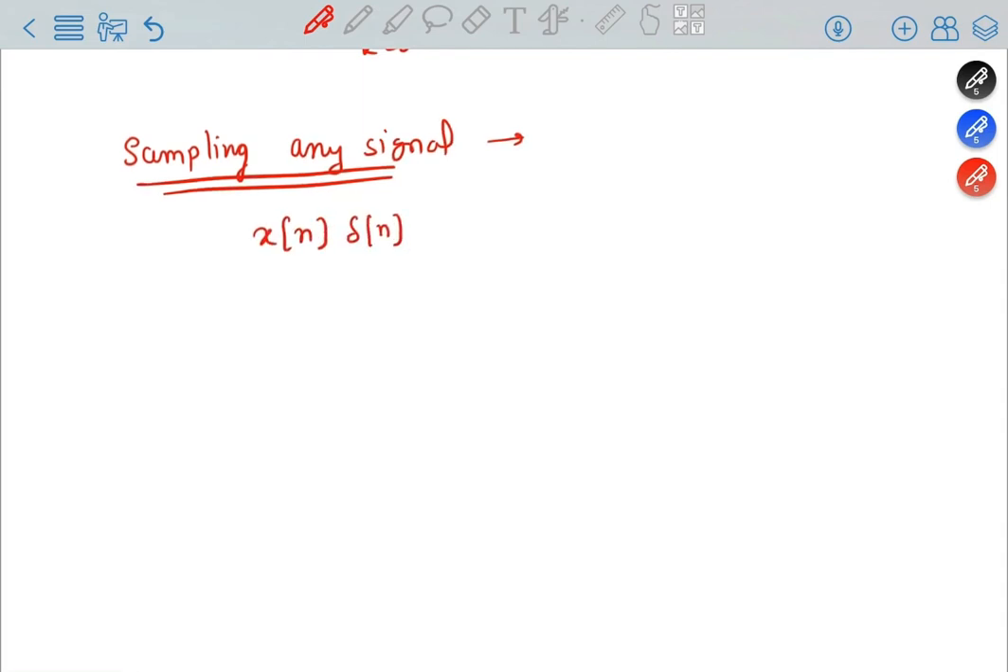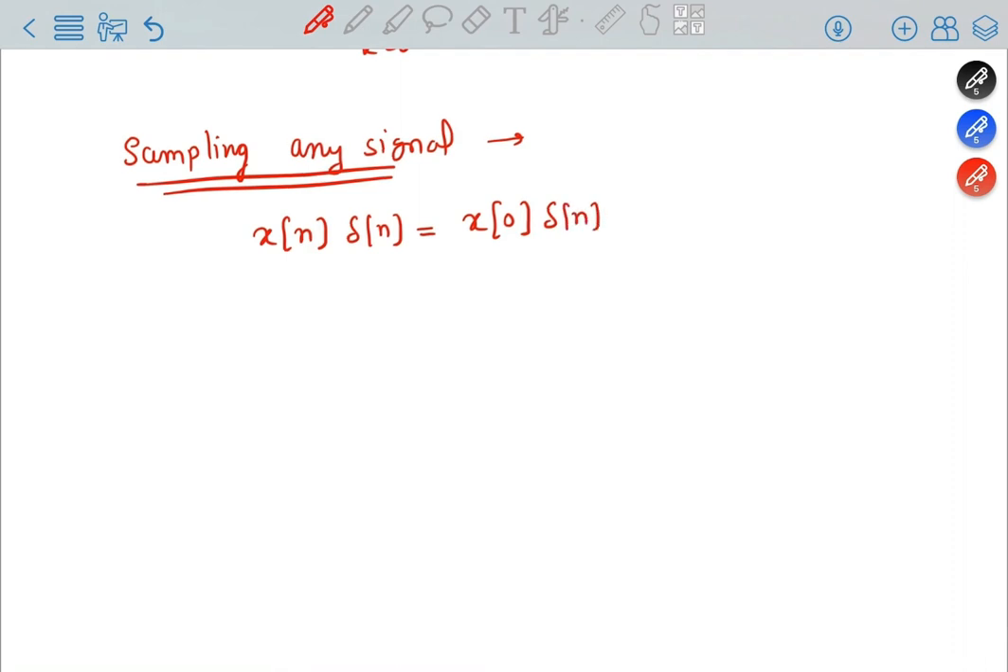Next, we'll discuss one of the properties of the unit impulse signal. The unit impulse signal can be used to sample the value of a signal at n equal to 0. So for sampling any signal, we can use our unit impulse signal. How can it be done? We can have any signal x of n, and when we multiply that signal with a unit impulse signal, we get the signal value at n equal to 0 multiplied with the impulse signal.